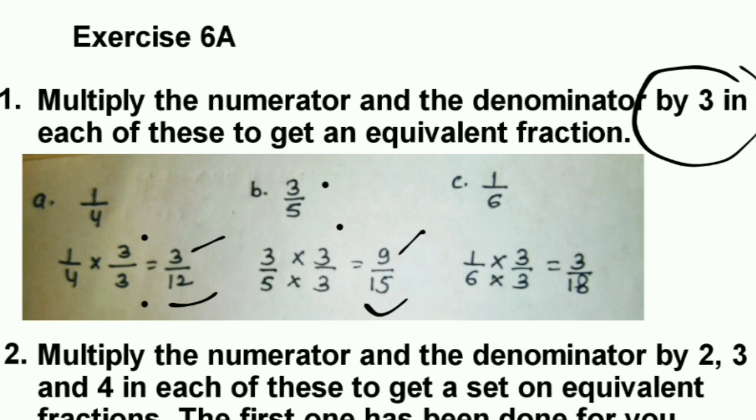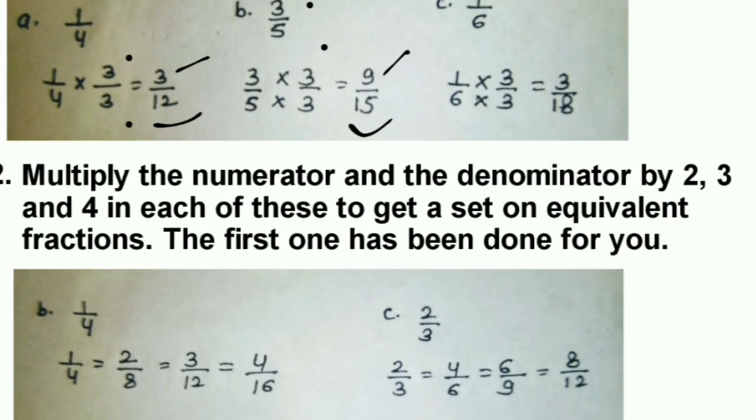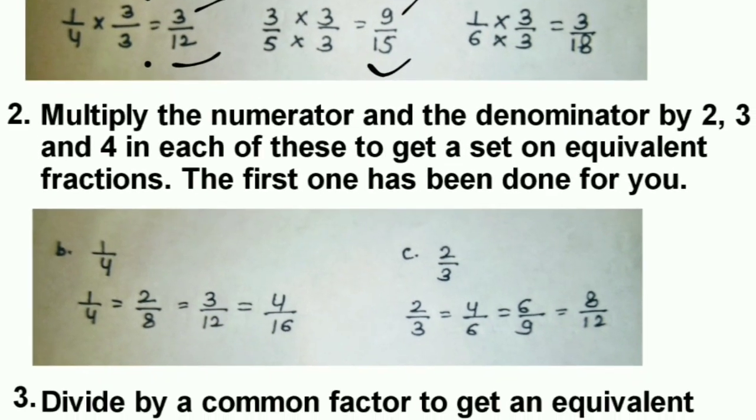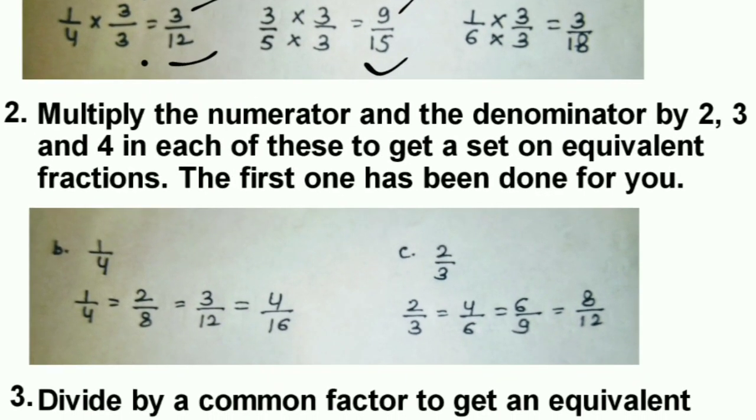One more question I have solved here. This question, do it yourself. Next, multiply the numerator and the denominator by 2, 3 and 4 in each of these to get a set of equivalent fractions. The first one has been done for you.